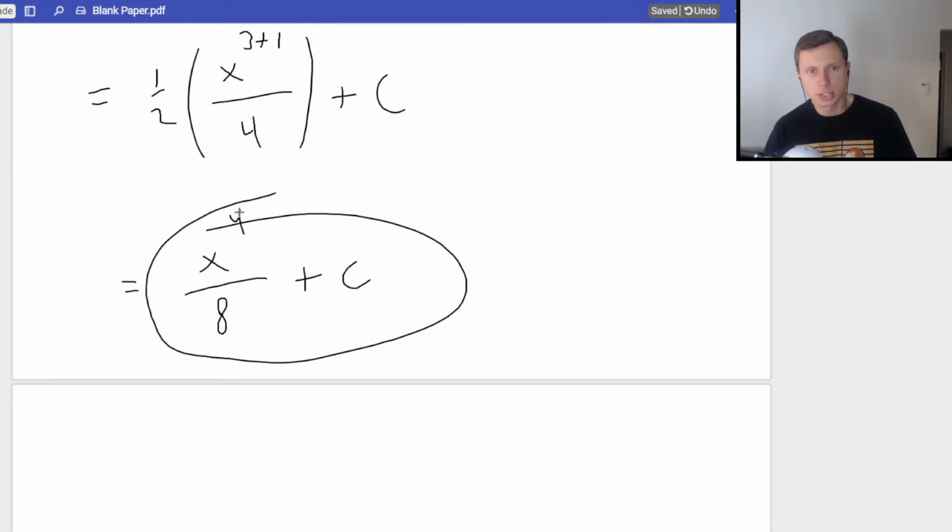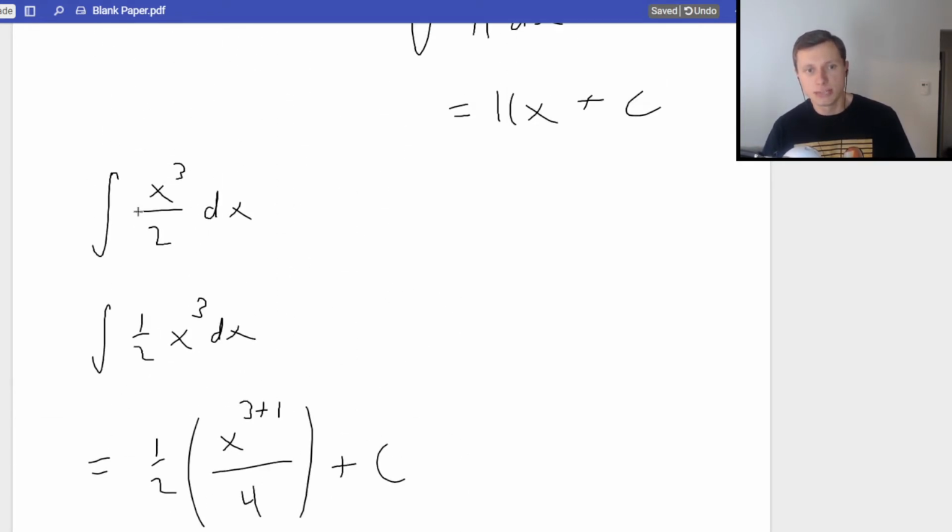Again, the hard thing about this one, I would say, is sometimes you do see divided by 2 like this. And a lot of times this scares kids. I don't know why. But all you need to do is rewrite it as a 1/2 and then we're good to go.